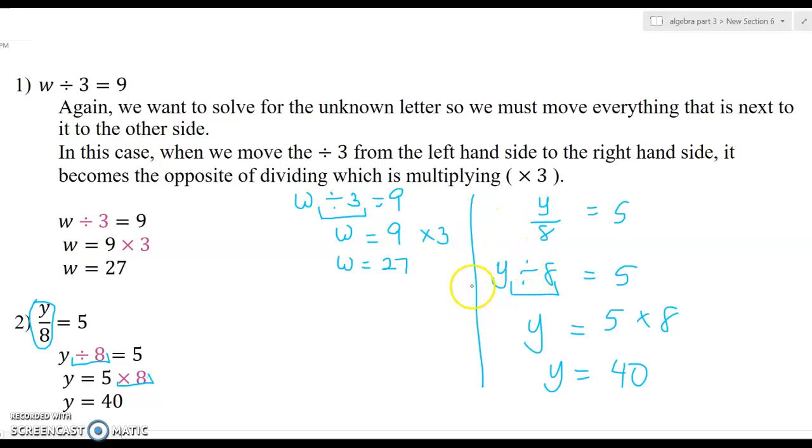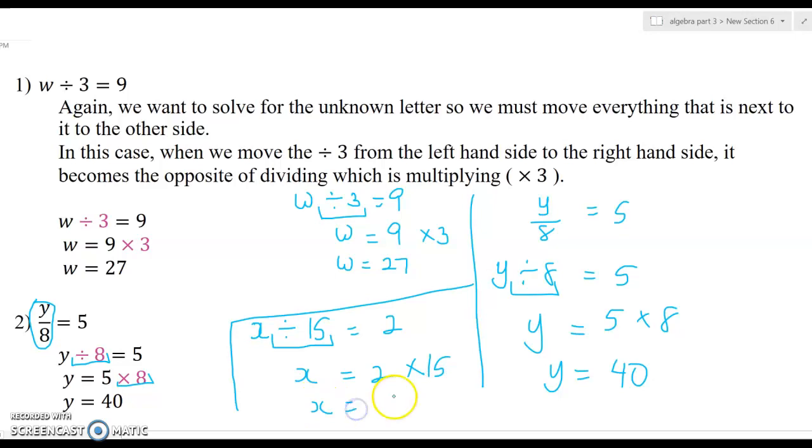We could try one more. x divided by 15 is equal to 2. So x is equal to, put back your 2, and carrying across this division by 15 becomes multiplication by 15. x is equal to 30. So far, so good, right?